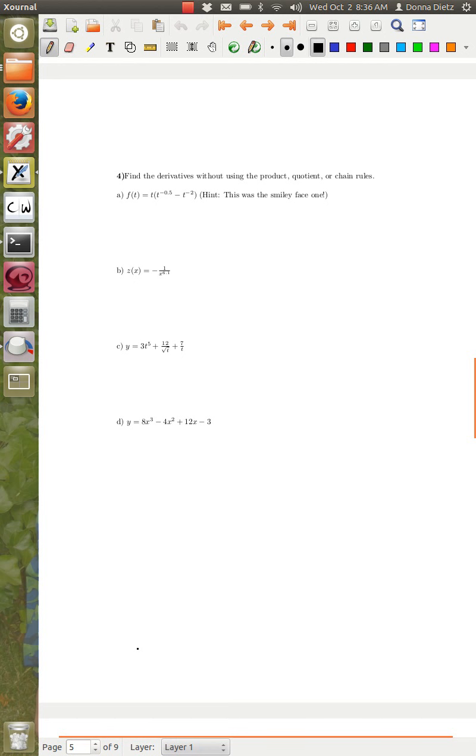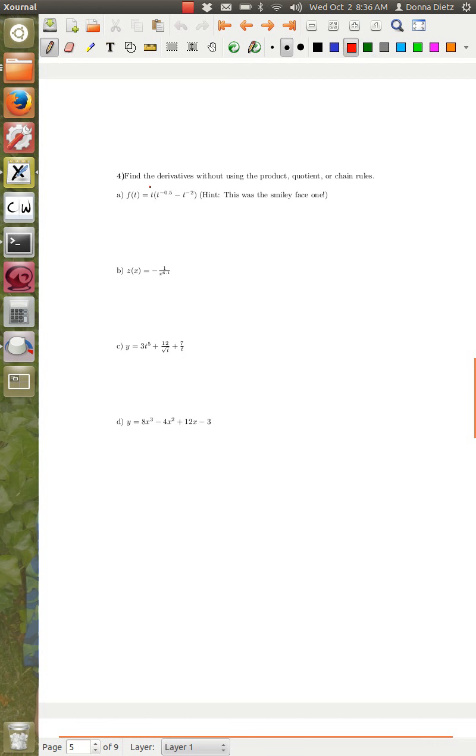Okay, so here are some of these derivative questions. Let's see how many I can put together. These say find the derivatives. This particular set says find without using product, quotient, or chain rules. That's more of a hint than a direction, although it is a direction.